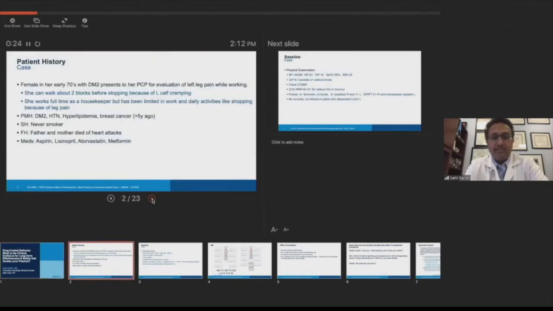So I'm going to start with a case. This is a patient of mine here in New York City. It's a woman in her 70s with type 2 diabetes.